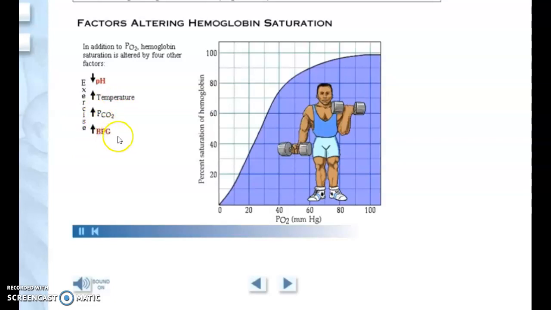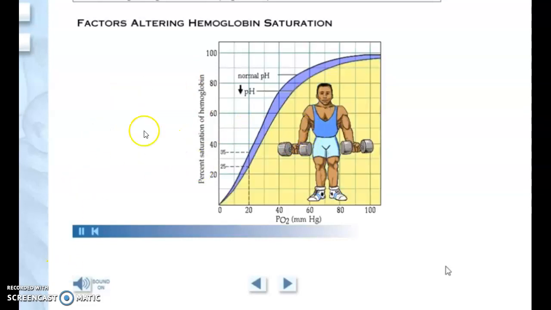So if that's the case, then what would happen if you quit exercising? You have relaxed tissues. Then what's going to happen? Your pH is going to rise, your temperature is going to fall, your carbon dioxide levels are going to fall, and your BPG is going to fall. That's actually going to do the opposite effects of exercise. Well, those four factors actually cause the curve to shift to the right.